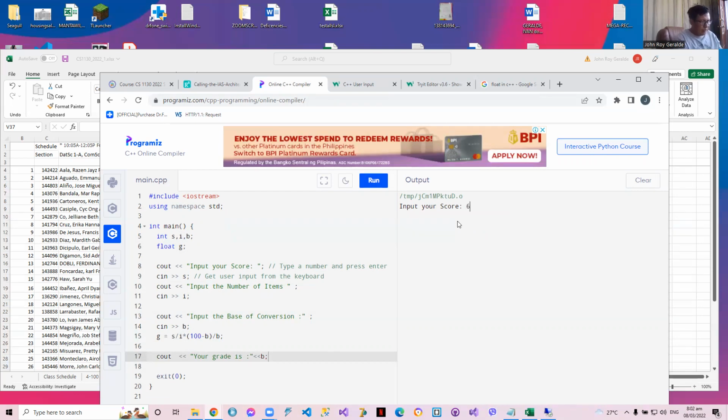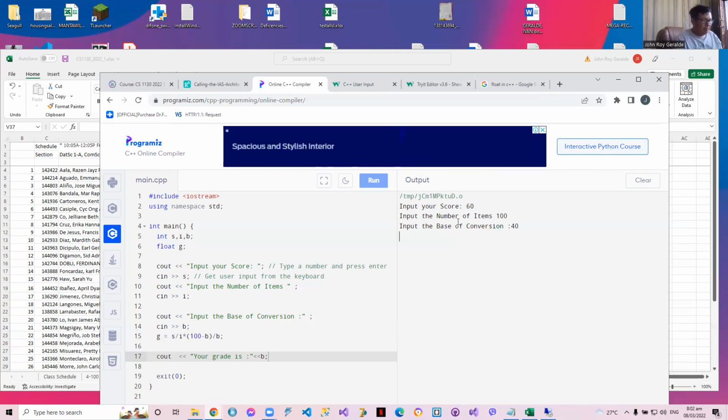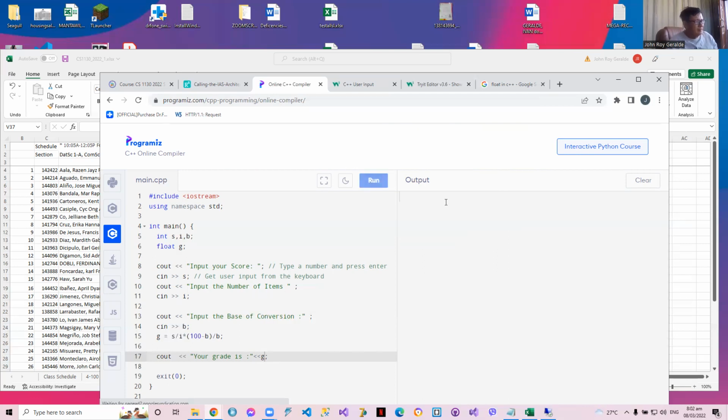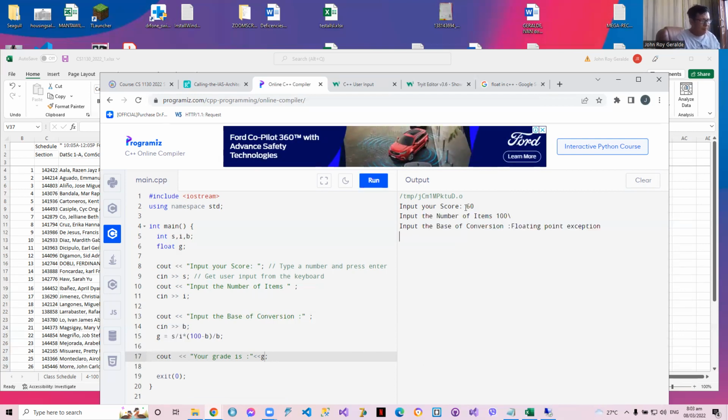60. Shall we say that items is 100 and the base is 40. Your grade is 40. Why is this 40? It should be 76. Anyone? B pa lang nilagay ko G. It should be G. See, we're not paying attention. No? 60. 100. Mali na. Run again.